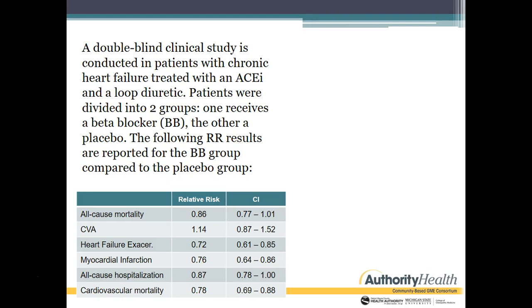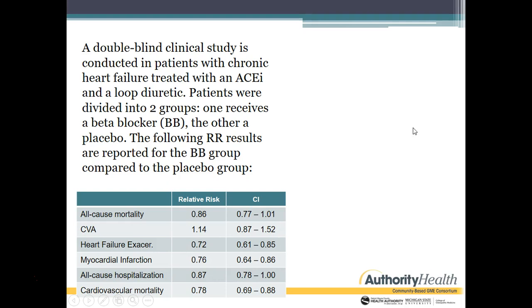So here's a clinical question. A double-blind clinical study is conducted in patients with chronic heart failure treated with ACE inhibitors and a loop diuretic. So there are 2 groups. One receives a beta blocker and the other receives a placebo. And so here's the relative risk results reported for the beta blocker compared to the placebo group. And I'll give you guys a second to kind of look through this table here.